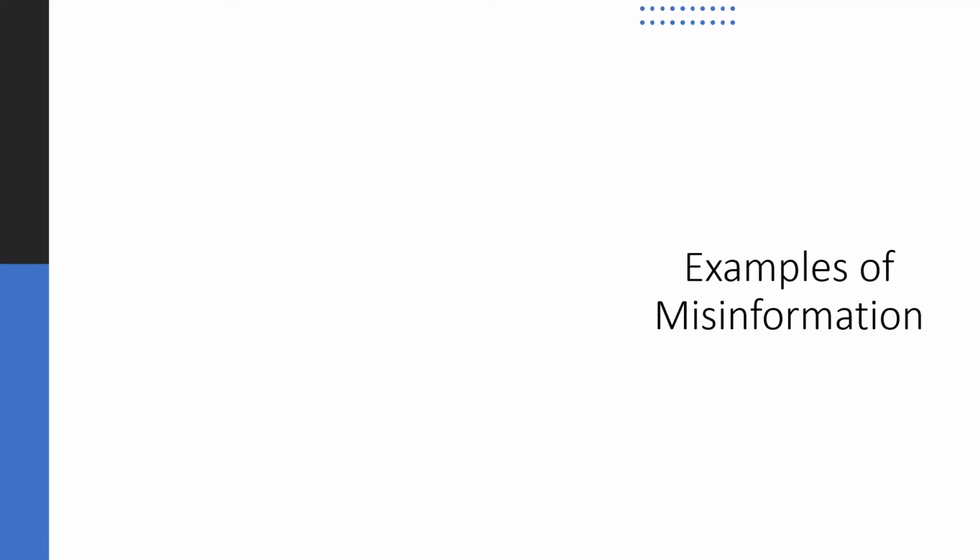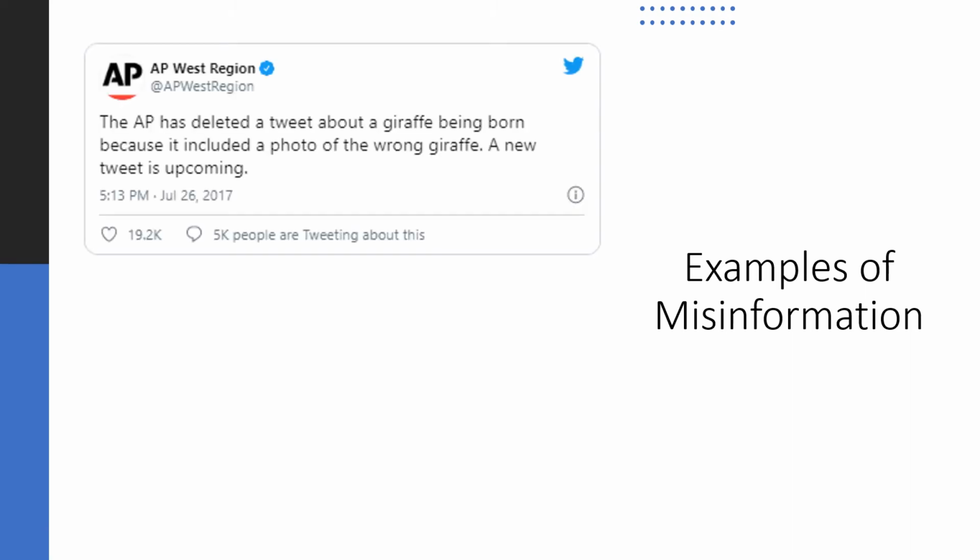Here I have a couple examples of misinformation. The first is a correction issued by the AP talking about a tweet they had previously disseminated that they've deleted now, because the tweet talked about a giraffe being born, but the photo included was not the giraffe that had been born. A new tweet is upcoming. Okay, so something somewhat minor, but they presented an incorrect photo that could be misleading to the reader. This would be an example of misinformation.